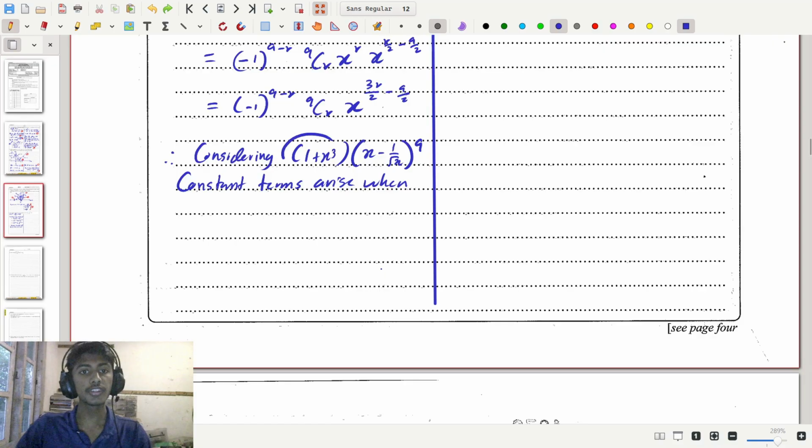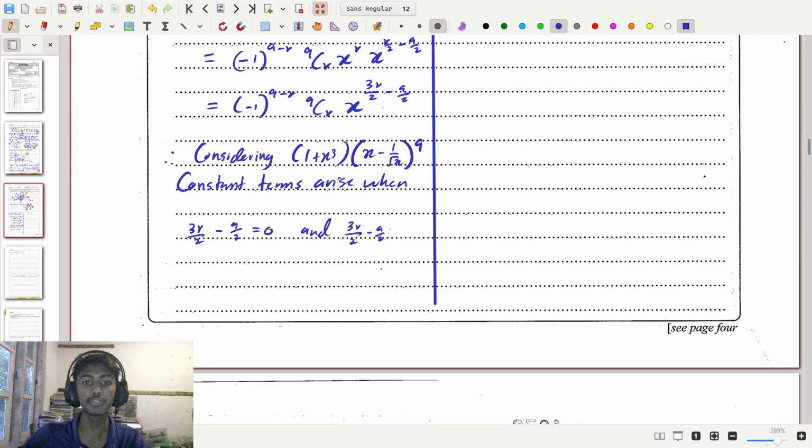And we can see, since there are no other terms in the first thing right here, there are not going to be any other constant terms coming from the second expression. Now due to this, we can say constant terms arise when the power of x is equal to 0 and equal to negative 3. So we can say 3r divided by 2 minus 9 divided by 2 is equal to 0, and when 3r divided by 2 minus 9 divided by 2 is equal to the other value, which is negative 3, because when it's equal to negative 3, that power of x multiplied by the x cubed is going to give us another constant term.